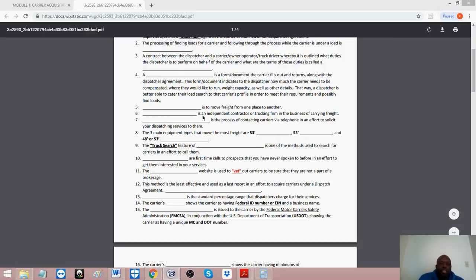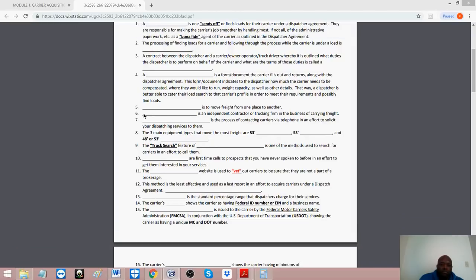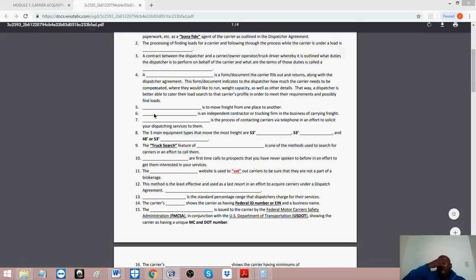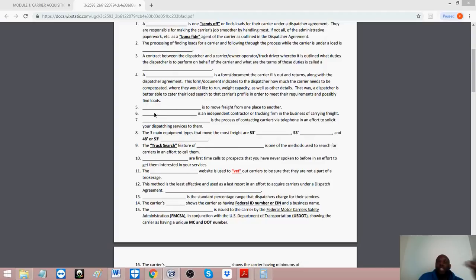Number six, blank is an independent contractor or trucking firm in the business of carrying freight. Let's see, somebody said carrier. Correct. Carrier, owner operator, truck driver. Sometimes some of the clues to the answers could be in the question, right? If you ever had test-taking skills when you were in high school, elementary school, or even college, you'll start to see that. Number seven, blank is the process of contacting carriers via telephone in an effort to solicit your dispatching services to them. What are you doing when you do that?